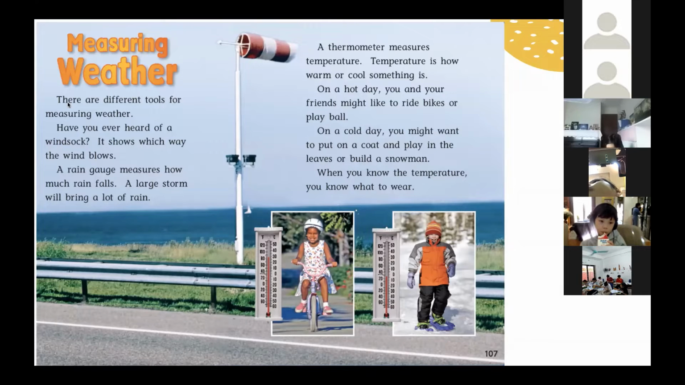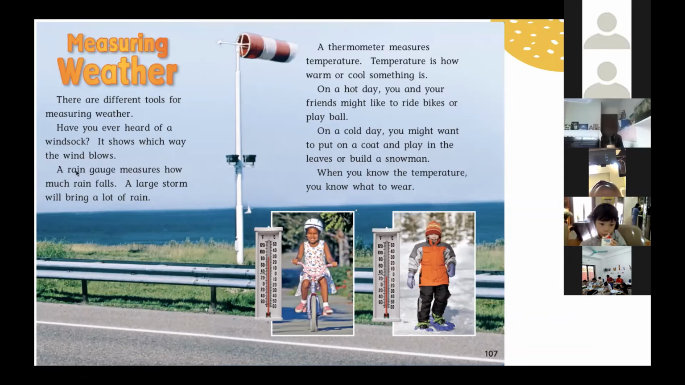There are different ways of measuring the weather. As well as the turn of a windsock, it shows which way the wind blows. A rain gauge measures how much rain falls. A lot of rain will bring a lot of rain.